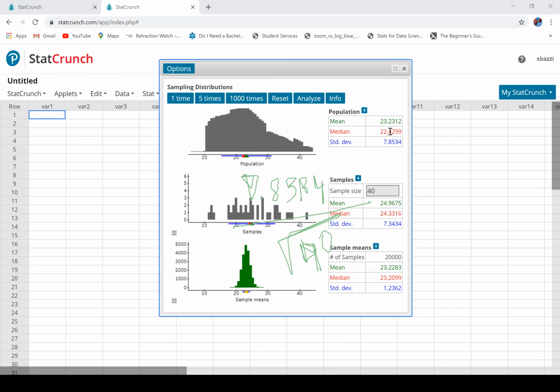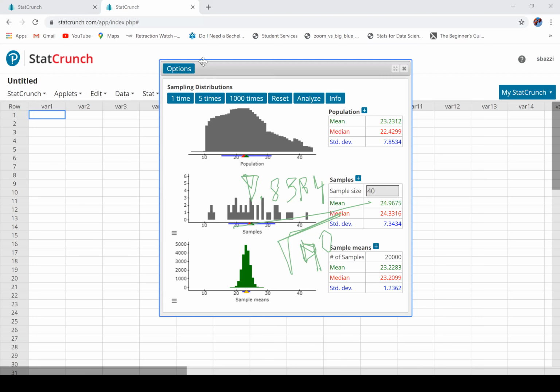So 1.24, perfect. And if you round 1.236 to two decimal places, it will be 1.24. Isn't that amazing, guys, that we know the answer that's gonna come from the applet, even before the applet does the work, because you already now know the results. You don't need to see it.